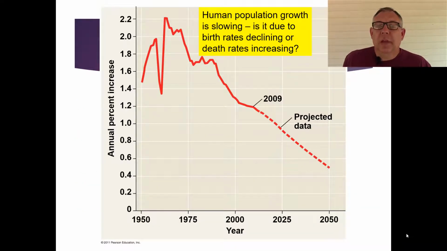And so we can try to answer some of these questions and look at some of the data and see how we compare to other populations. We did say that the rate of growth is decreasing in the global human population. Well, is that because birth rates are declining? Or is it because death rates are increasing? Or is it some combination of both?